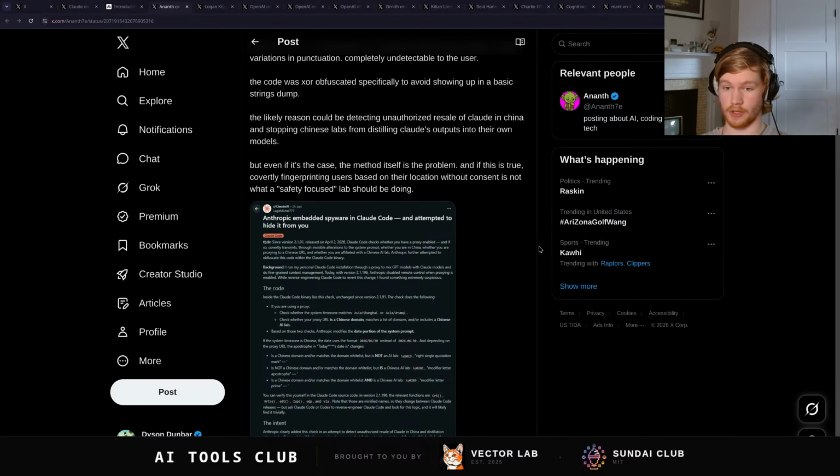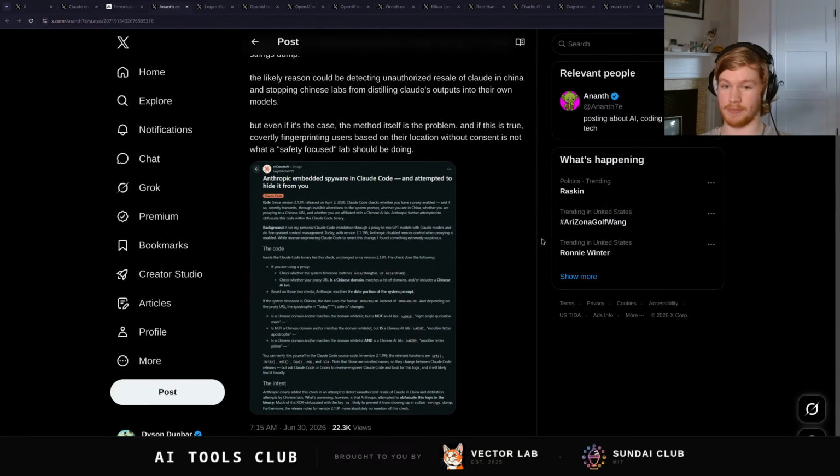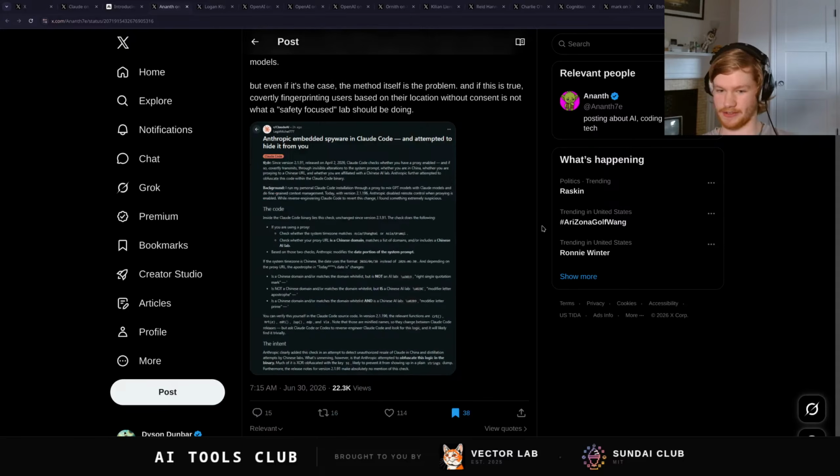Anthropic are not fans of open source AI. They don't want other labs working on this sort of stuff. They really don't like other labs distilling from their models as well. It seems that you can't really trust Claude Code to not be checking this sort of thing.